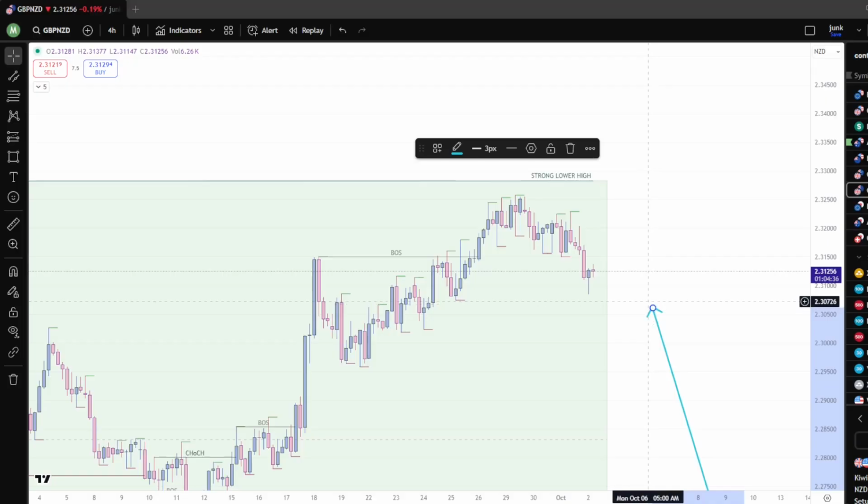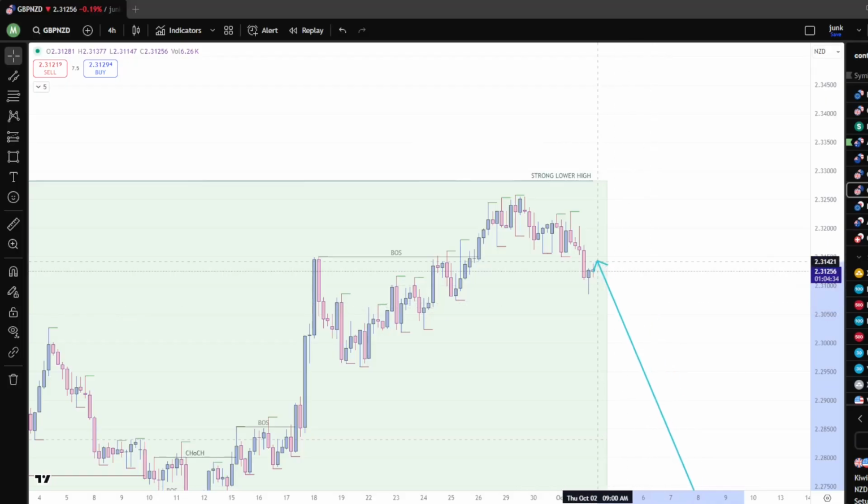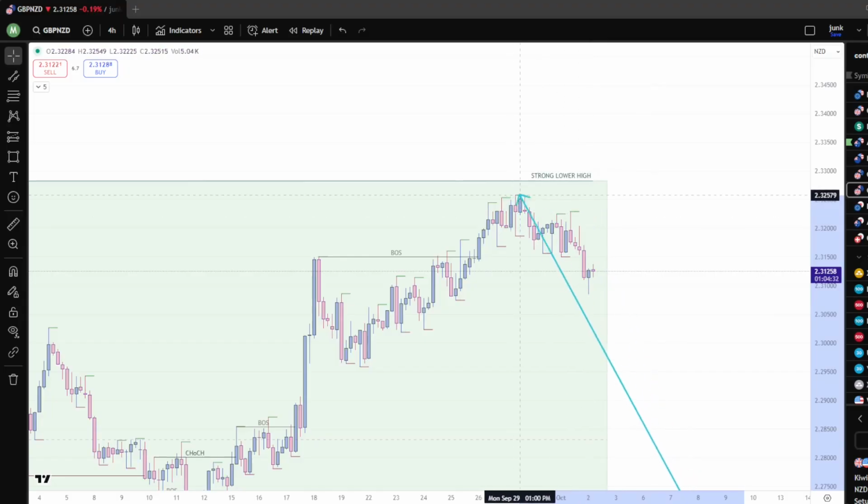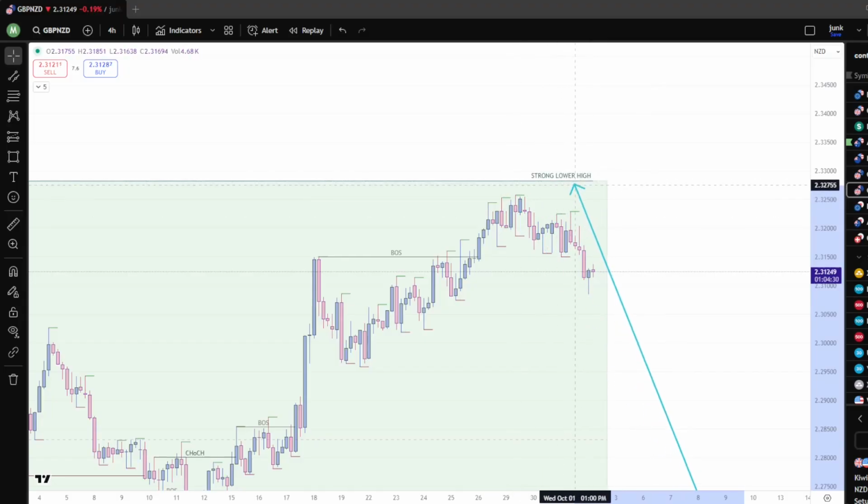Just waiting to see if momentum can push prices higher and take out the highs of the overall range and then target this lower high of this overall range.